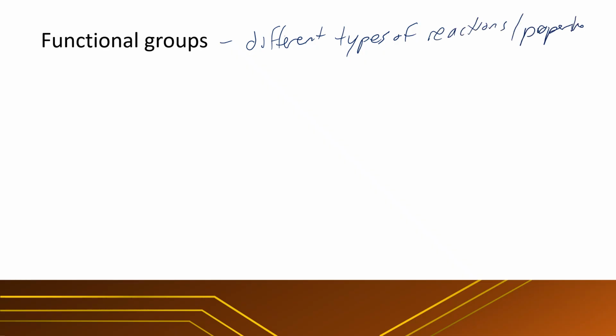So they have different types of reactions and properties based on their structure. So I'm going to give you a few examples here. Properties, let me write this a little neater. Properties, there we go. And some of these are going to sound very familiar to you.